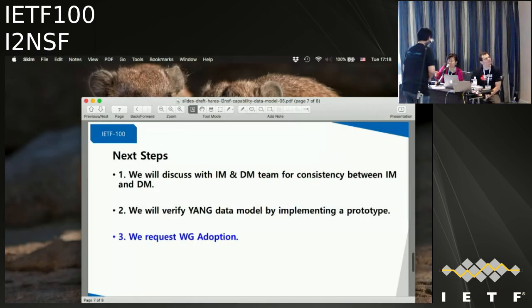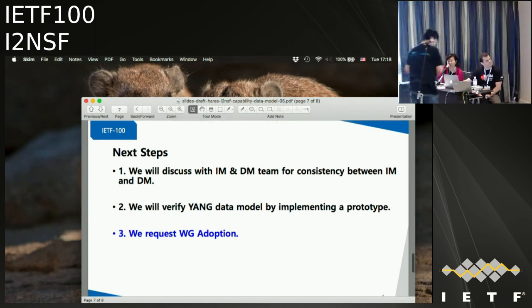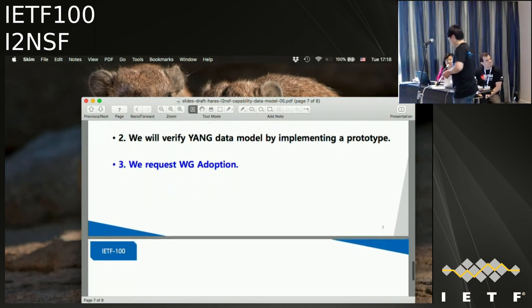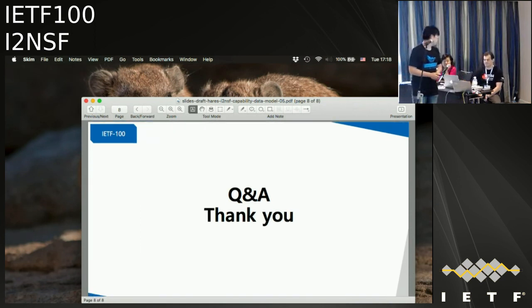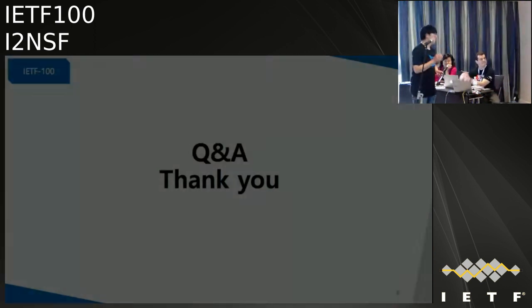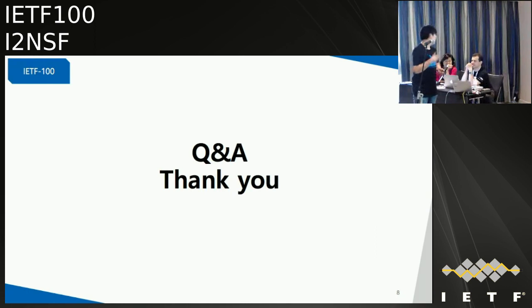I have a question. What's the major difference between the capability data model and the NSF-facing data model? Because you are the author for both of them. I think in the case of the capability YANG data model, we can use it to register the capability to the security controller. And in the case of the NSF-facing interface YANG data model, we can use it to configure the network security function.